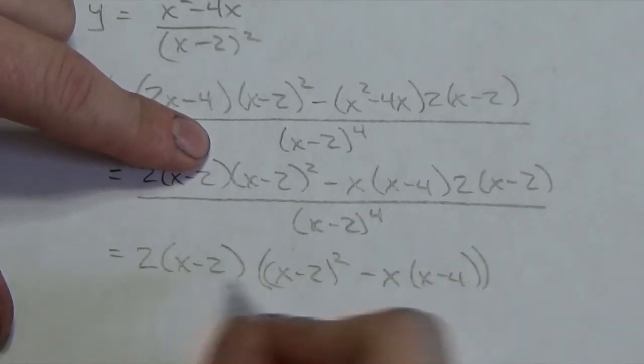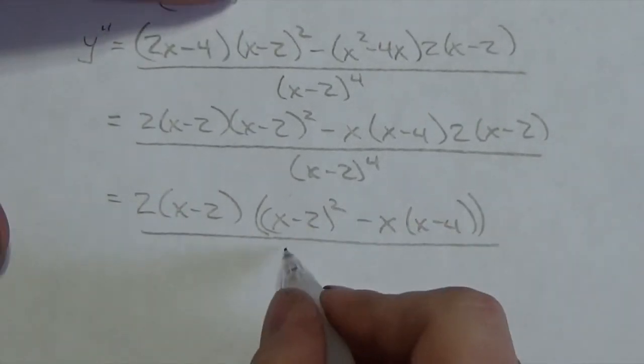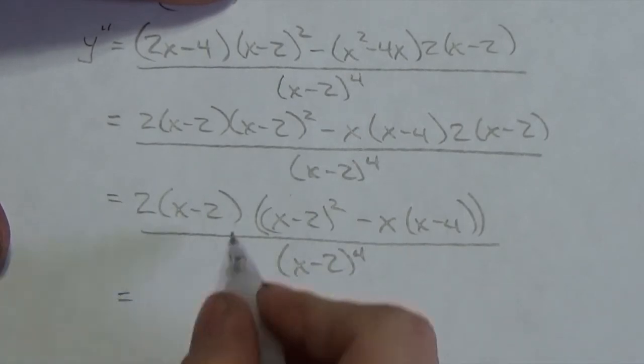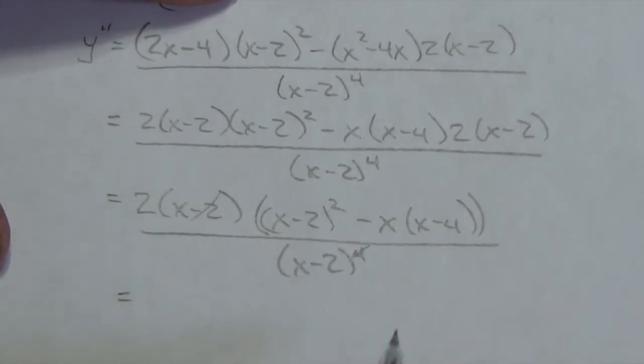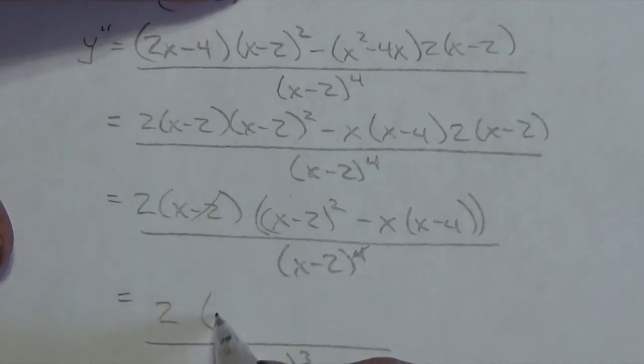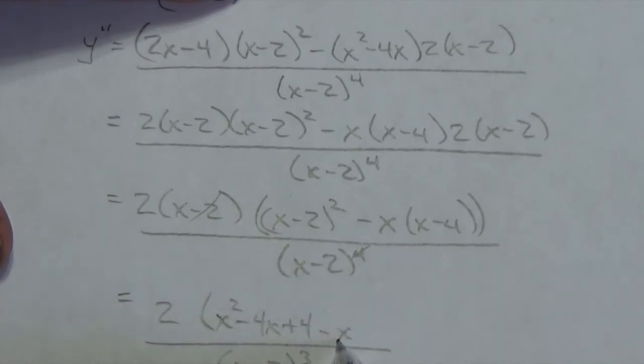Okay, well that wasn't quite as useful as I was expecting it to be. Okay, well one of the x minus 2 factors cancels. So this will be 2 multiplied by, with (x minus 2) cubed in the denominator, x squared minus 4x plus 4 when I expand that (x minus 2) squared, minus x squared plus 4x.